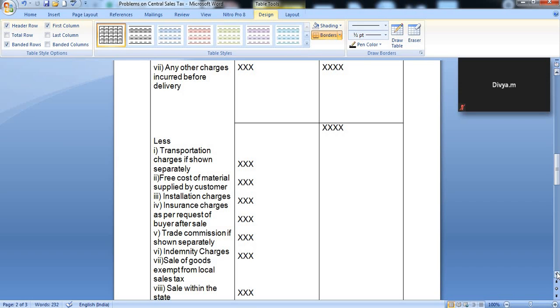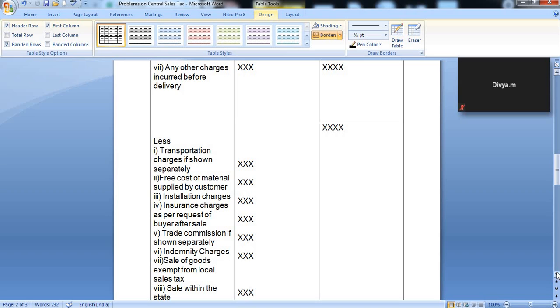Then free cost of material supplied by the customer. If the buyer is supplying some material to you, to the seller, for manufacturing the goods, the actual cost of that material supplied by the customer has to be deducted.